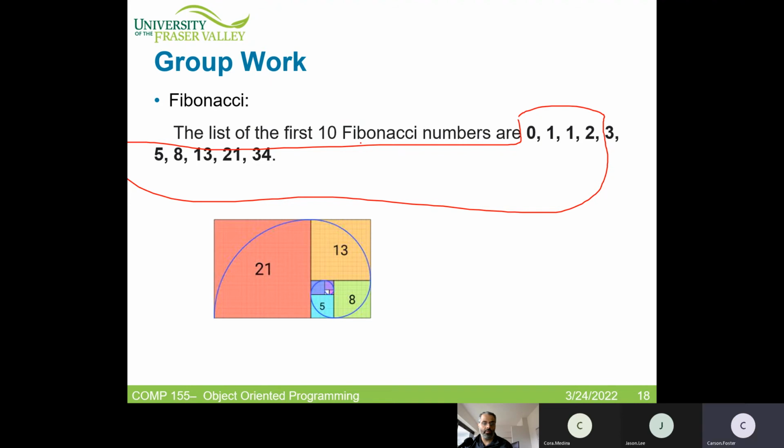Well, it's a sequence. So you say T1 is equal to 0, T2 is equal to 1, and then T of n is equal to T of n minus 1 plus T of n minus 2. That makes sense. Yeah. So can we do it?